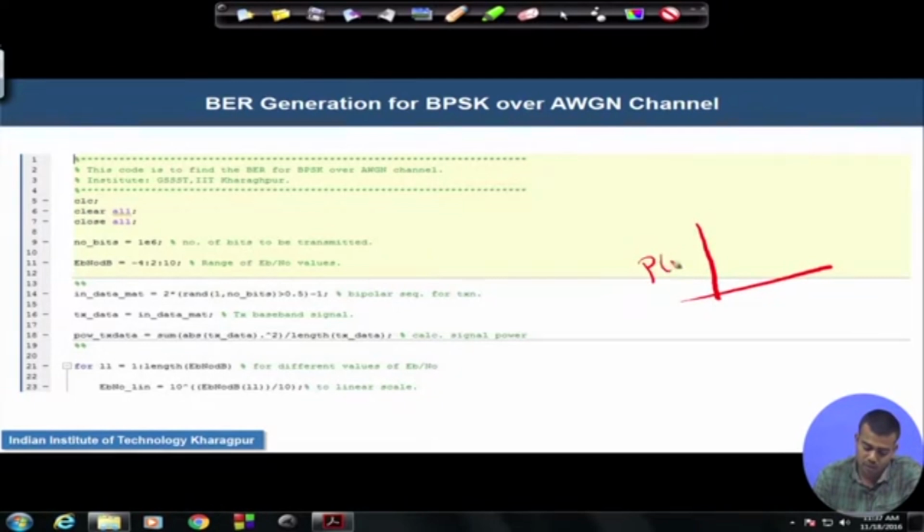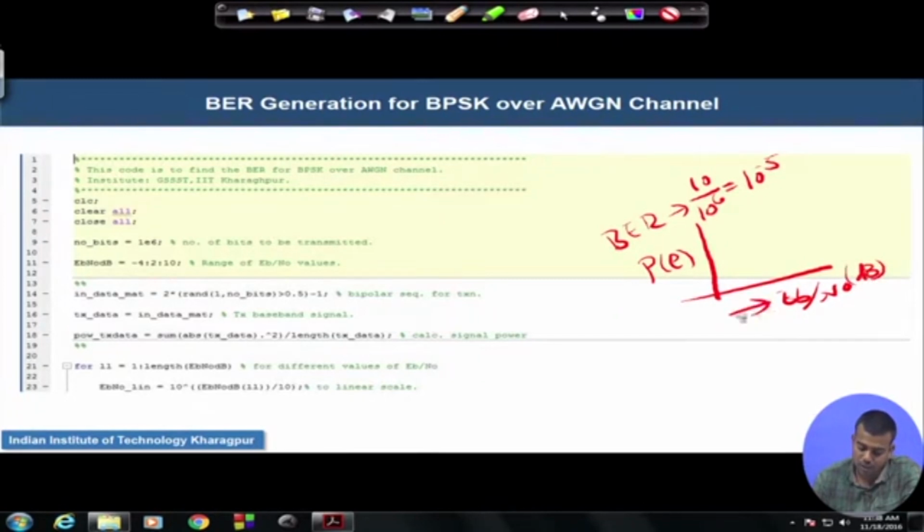This is the probability of error, or you can say bit error, meaning how many bits are in error over the transmitted number of bits. Suppose I have transmitted 10 power 6 bits, and 10 bits are in error, then 10 by 10 power 6 means the bit error will be around 10 power minus 5, plotted against Eb/N0 in dB. So generally it will come out as a monotonically decreasing function.